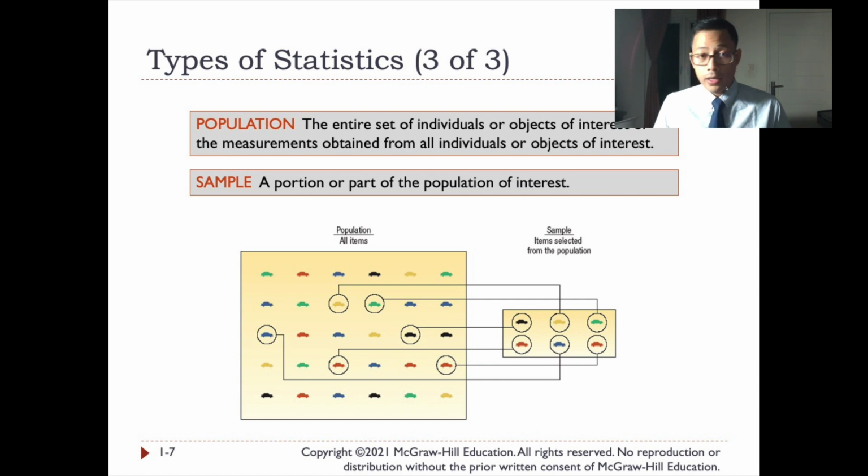Okay, again, I'm going to go back to discuss population, and I'm going to go back to discuss sample, because these are 2 very important concepts in statistics. Actually, this is kind of like the central concept on why we actually want to do statistics in the first place.